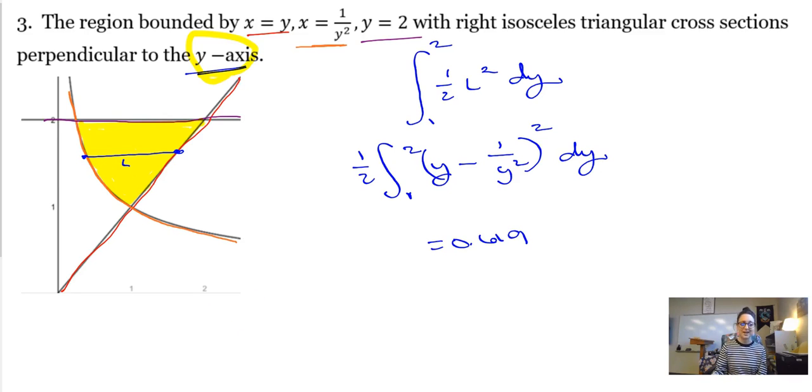And all this is calculator active. On the AP exam, they are almost always calculator active or setup only, okay? So your assignment is all calculator active, so you can check your work, and I'll see you all next time.